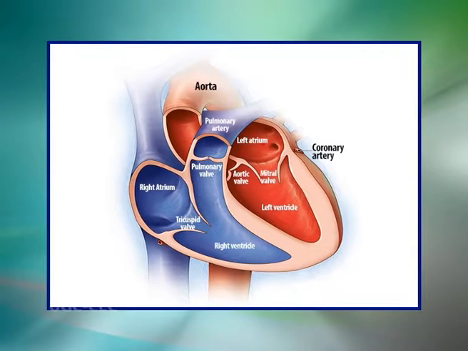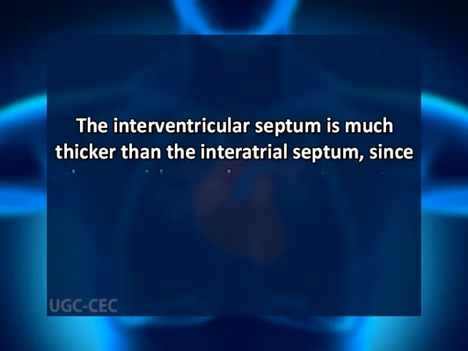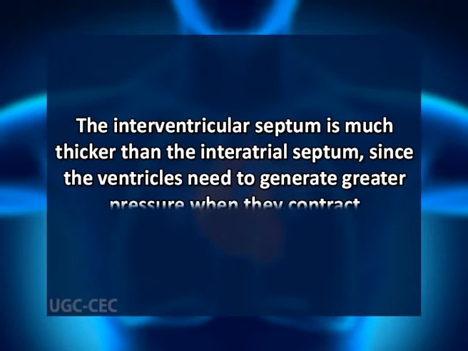The interatrial septum separates the atria and the interventricular septum separates the ventricles. The interventricular septum is much thicker than the interatrial septum, since the ventricles need to generate greater pressure when they are contracted.